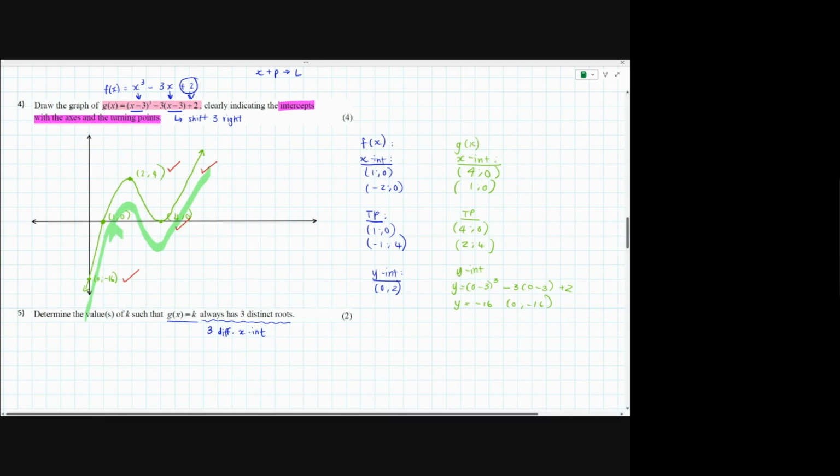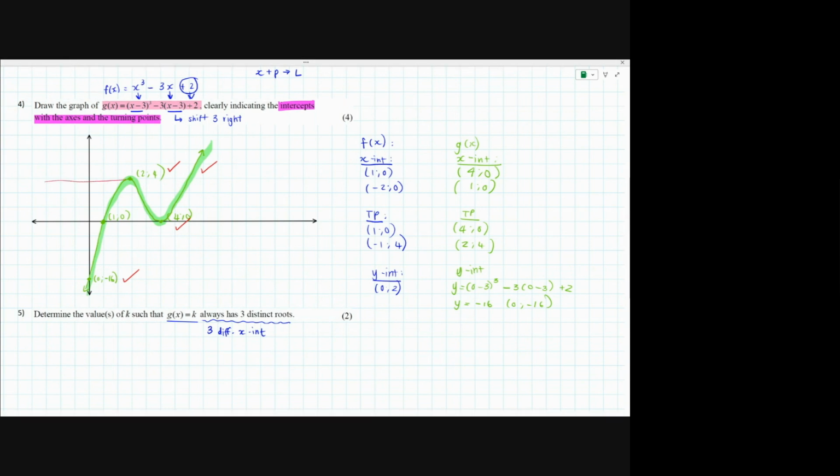All right. So I can move this graph down, but I need to be careful I don't move it down too far, because if I move it down so that this turning point at (2, 4) touches my x-axis, I'm back to a situation of 2 distinct roots. I don't want that, okay? So we need to move it down enough to have 3 roots, but not too far down to end up back at 2 roots or 1 root. And so essentially what this means is I need to look at a range of values.